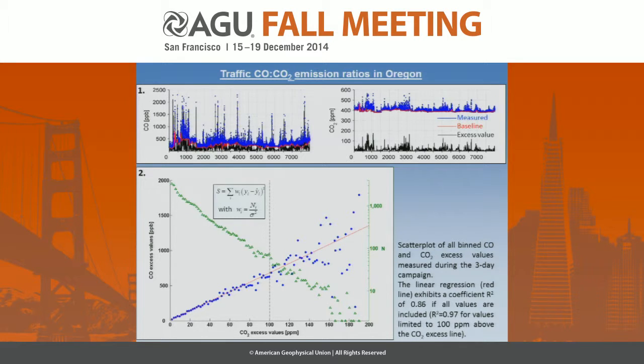In addition to that, in the scatter plot, you can see that it scatters a lot more, basically ruining our nice regression line. And as indicated by the green triangles, the frequency of those very high excess values decreases exponentially with those very high values. So when we remove that, we get a nice linear regression coefficient of 0.97, giving us a clear emission ratio.